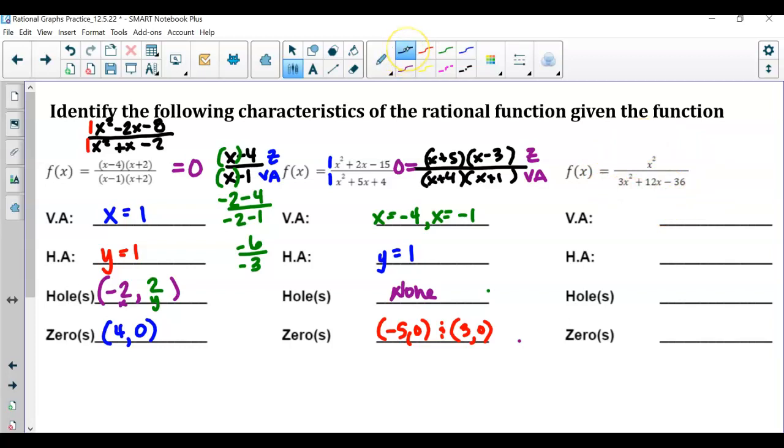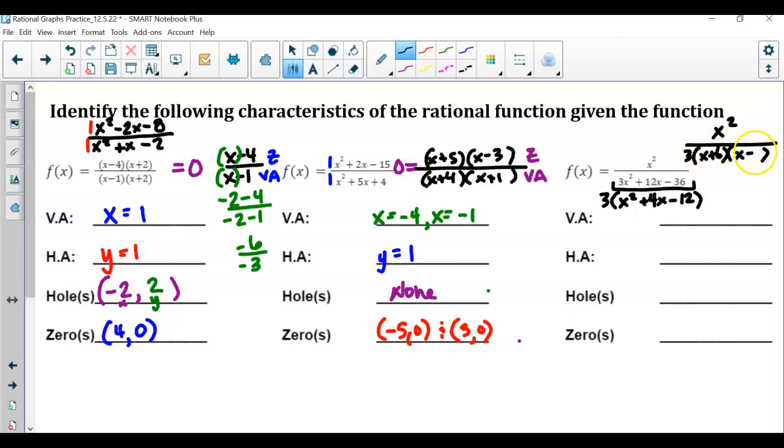And here we go. Nothing I can do with the numerator to factor, so I'm just going to have x squared. Now we do have a GCF of 3. So I'm going to take out 3 and I'm left with x squared plus 4x from 12 divided by 3, which is 4, minus 12 from -36 divided by 3, which is -12.